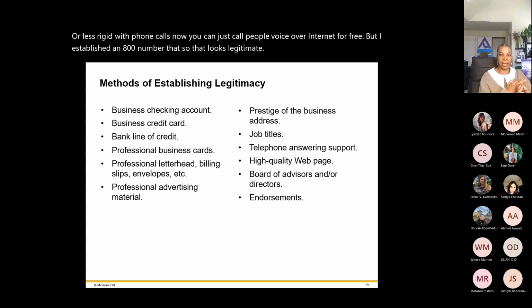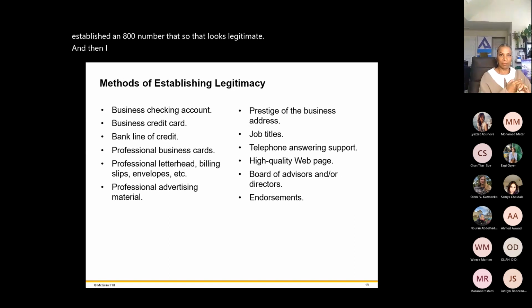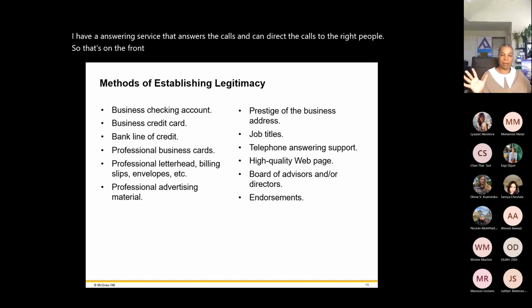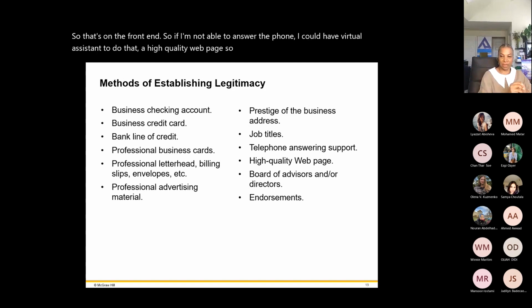And then I have an answering service that answers the calls and can direct the calls to the right people. So that's on the front end. If I'm not able to answer the phone, I can have a virtual assistant do that. A high quality web page. Make sure your web page is a very professional design. You have a board of advisors and or directors. We talked about that in the beginning, so you can identify that in it.